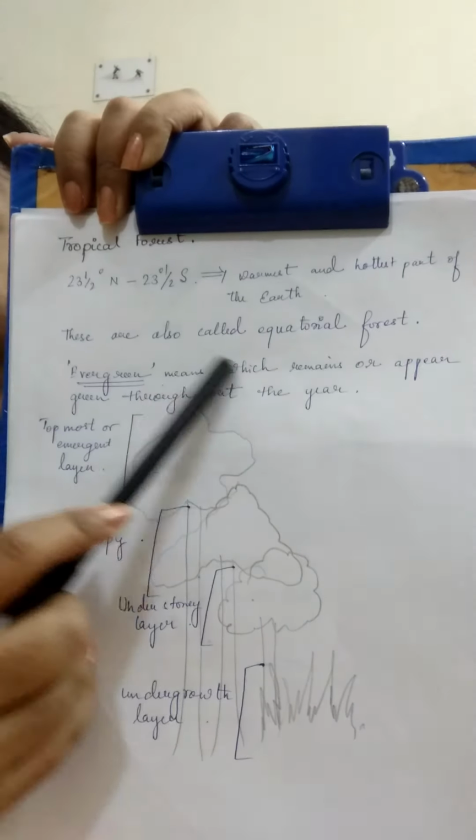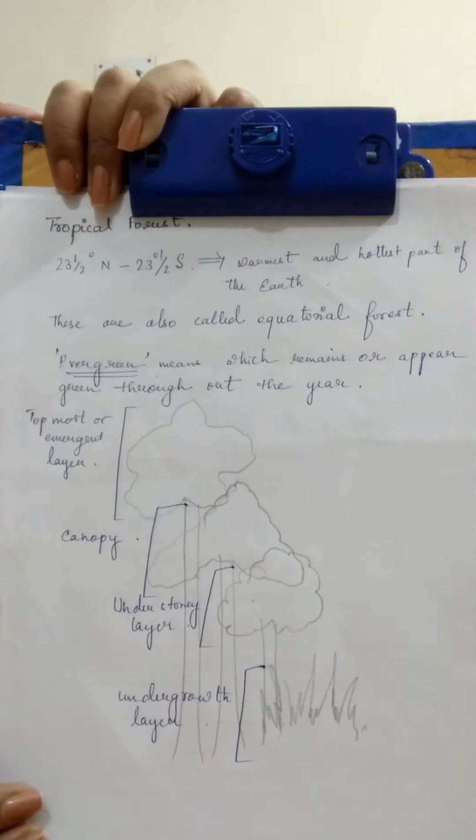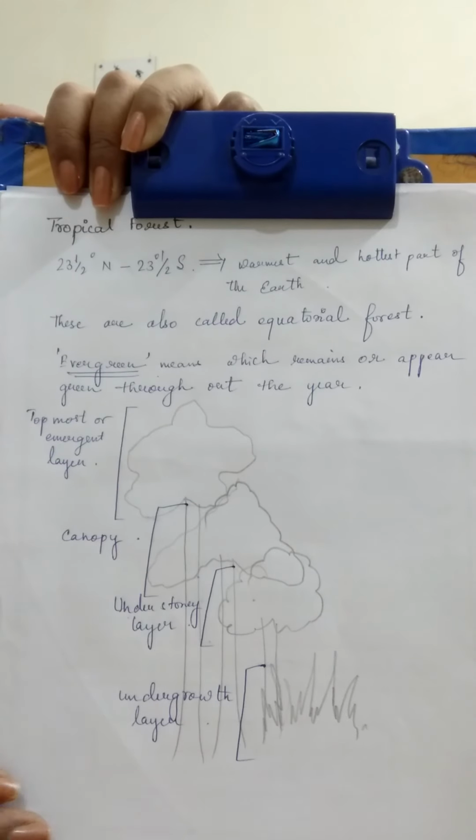This we find in our equatorial or tropical rainforest. Okay, now let's see what is given in the book. The layers: the topmost layer of the tree is called the emergent layer. The crowns of the tallest trees can grow beyond 45 meters in height. This layer receives the maximum amount of sunlight.